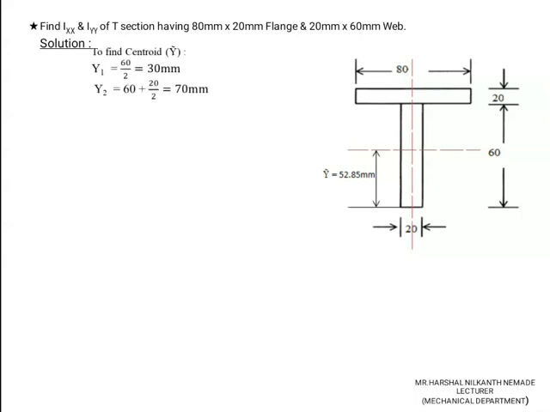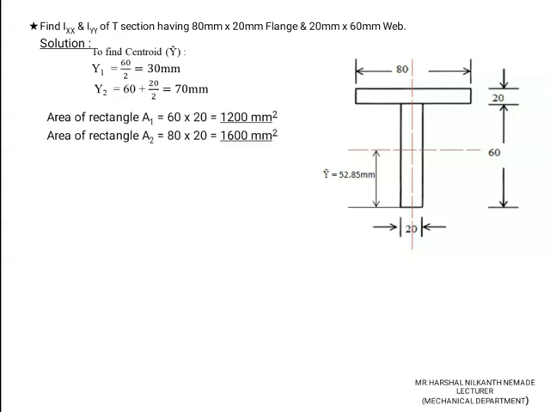To find centroid y bar, y1 is equal to, from bottom we will calculate, in y-axis we will see now. So the web is section 1 and the flange is section 2. So 60 divided by 2 is equal to 30 mm, that is y1, and for y2, total 60 plus 20 divided by 2 is equal to 70 mm.